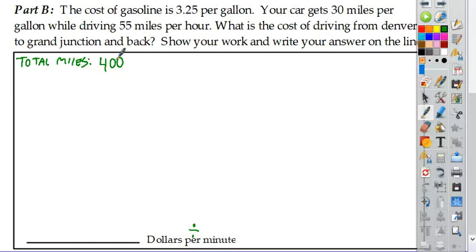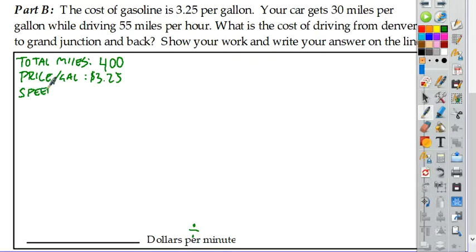Okay, so what other pieces of information do we need to have other than total miles? Avi? The price per gallon. We need to know the price per gallon. What is the price per gallon? $3.25. Okay, important to know. What else do we need to know in order to get through this problem? How fast we're driving. We need to know our speed.